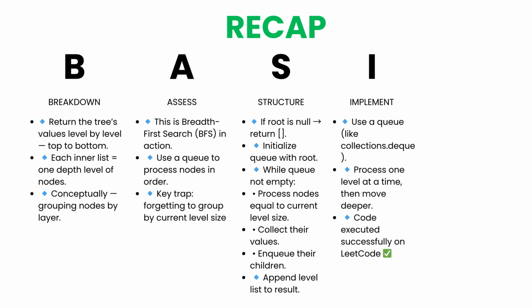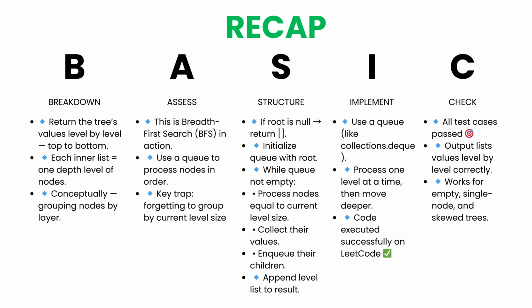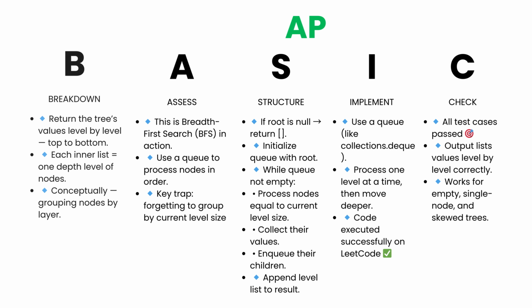We wrote this logic step by step, using a clean BFS loop and a result list, and it ran smoothly on LeetCode without any errors. We verified the output, each level printed correctly, from top to bottom: 3, 9, 20, 15, 7. Edge cases like empty or single node trees worked perfectly.